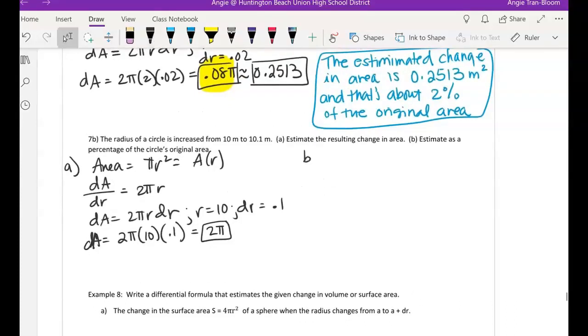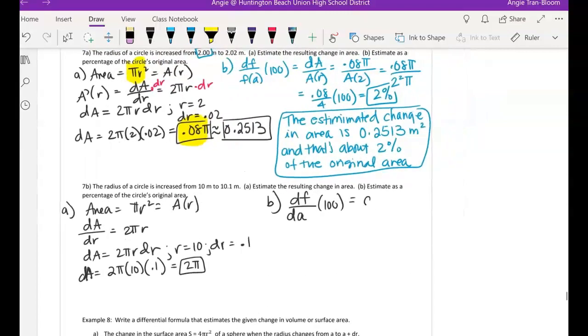Part B. Let's figure out what percentage that is in comparison to its original area. So we are going to do dF over dA based on your formula times 100. I don't have dF though, I do have A, because that's the area over A of R. Okay. Well, dA, we already found it. It is right there. We can just plug it back in.